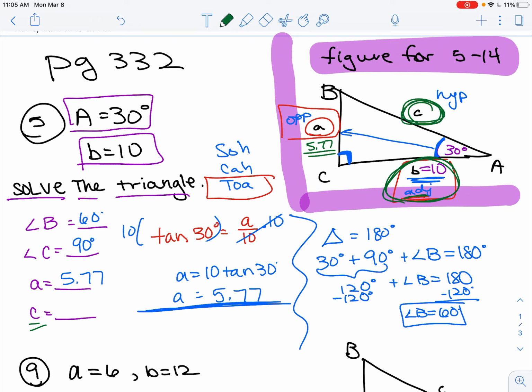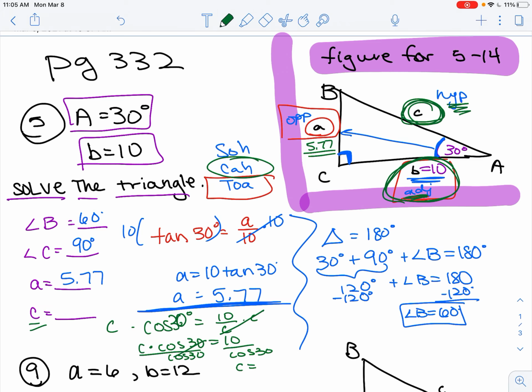So I'm going to use what I know about the adjacent side, which is 10, and I'm looking for side C. So what deals with adjacent and hypotenuse? Well, that's cosine. So we know cosine of the angle, which is 30, equals the adjacent, which is 10, over the hypotenuse, which is C. I'm looking for C, so I don't want it in the denominator. I'm going to multiply it out, which means right now I've got C times the cosine of 30 equals 10. Divide both sides by the cosine of 30.